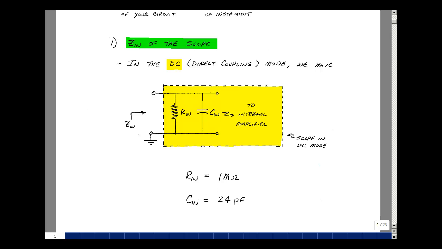The equivalent circuit of our Analog Discovery is approximately a resistor of 1 megohm in parallel with a capacitance around 24 picofarads. The capacitor's impedance changes with frequency. Let's take a look at the range of frequencies before this capacitor begins to affect this resistance in total impedance. We'll take a look at that on the next page.